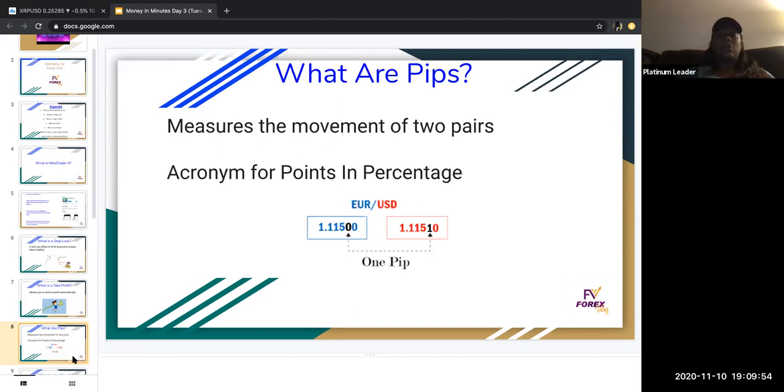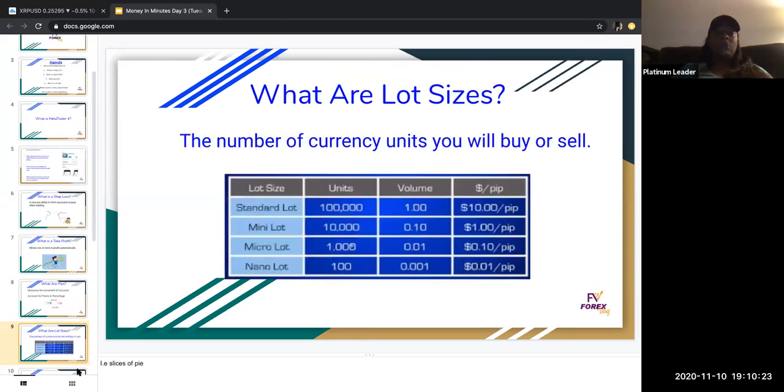Here you only did one pip, but depending on the pair, even if you're doing indices or something like that, the points and percentages pretty much vary. So you'll learn more about that once we get more and more in depth about it. But right now, we're just going to do Forex pairs, and we're going to show you how to enter the market, how to count your pips, and how you can measure pretty much what you got for that day.